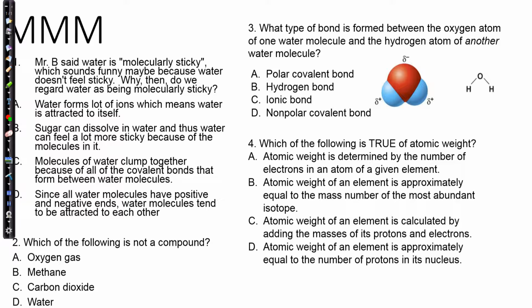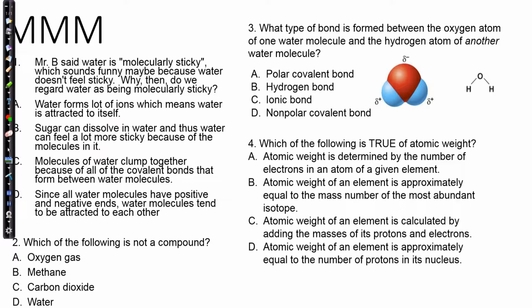Well, many of you chose that water forms lots of ions, which means water is attracted to itself. Water can ionize, but actually that's not the best answer. The best answer is D. Since all water molecules have positive and negative ends, water molecules tend to attract each other through hydrogen bonds. Why does water have positive and negative ends? Remember, oxygen is very electronegative, so it draws electrons very close to it, and because of that, oxygen is a little bit negative, hydrogen's a little bit positive, and then therefore water molecules are attracted to one another.